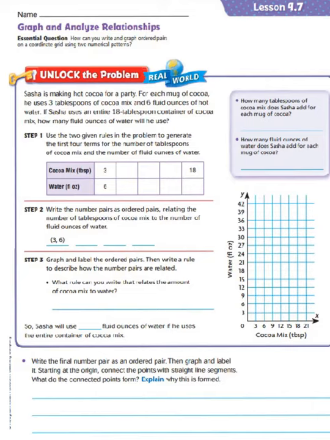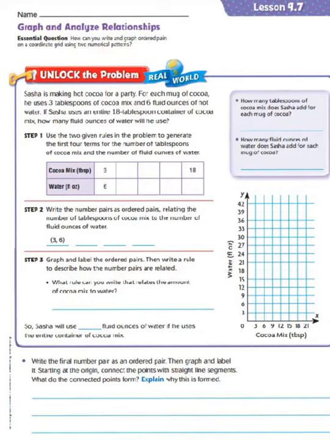Hey class, welcome to lesson 9.7, Graph and Analyze Relationship. Let's begin by taking a look at our essential question. How can you write and graph ordered pairs on a coordinate grid using two numerical patterns?